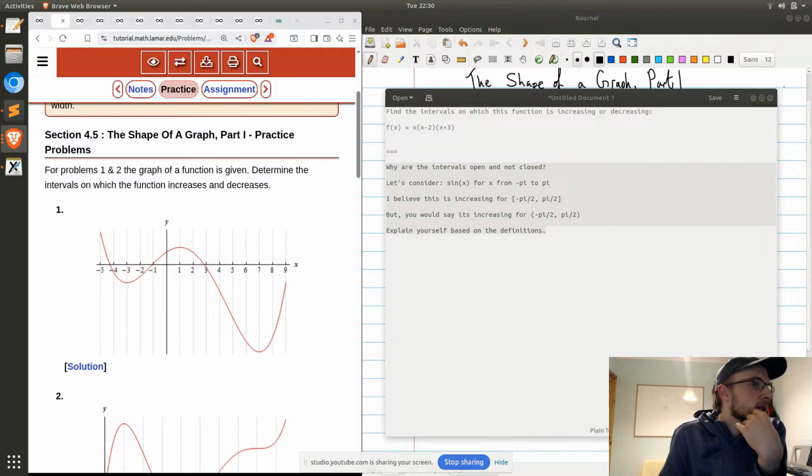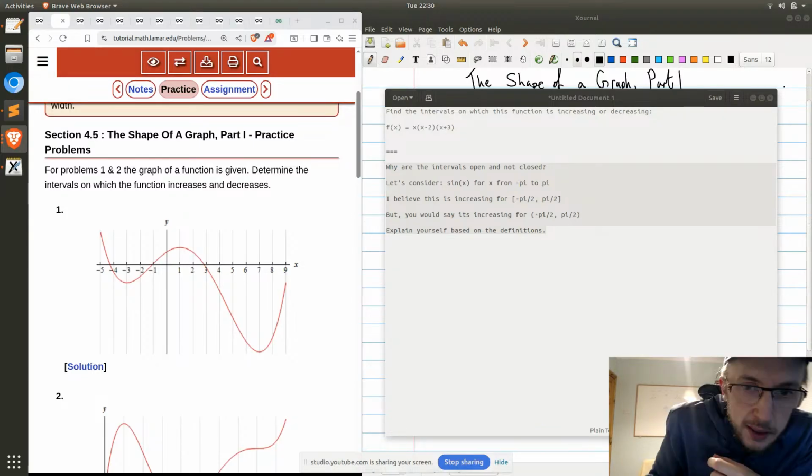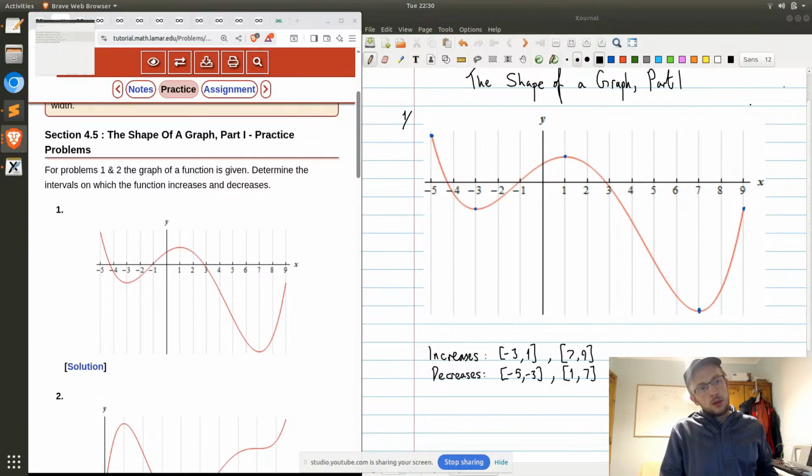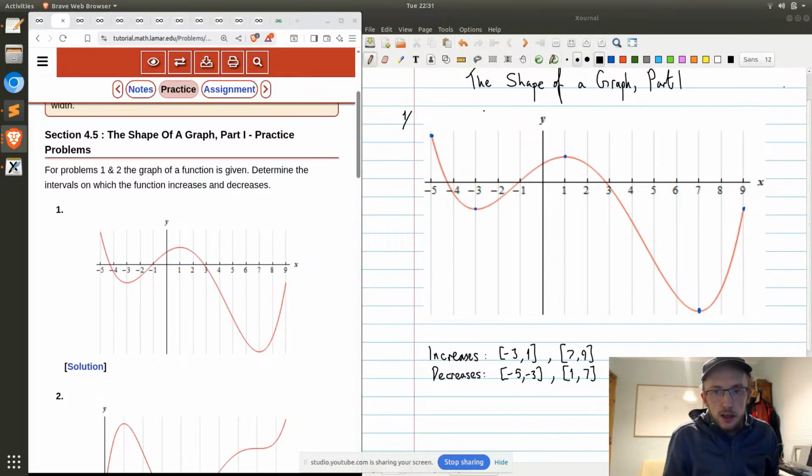Okay, and the intuitive way to think about it is to consider that the function isn't changing at these points. And so if something isn't changing, you wouldn't say that it's increasing or decreasing. That's how I can wrap my head around that idea. Right, so I understand now.